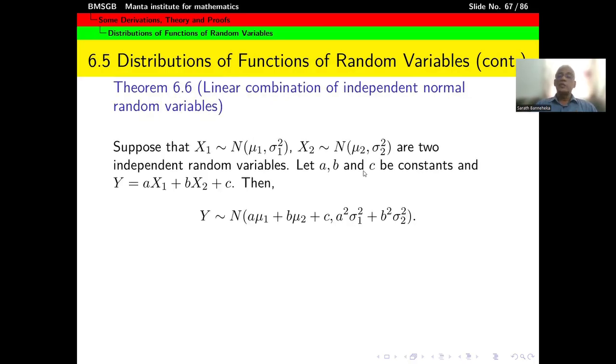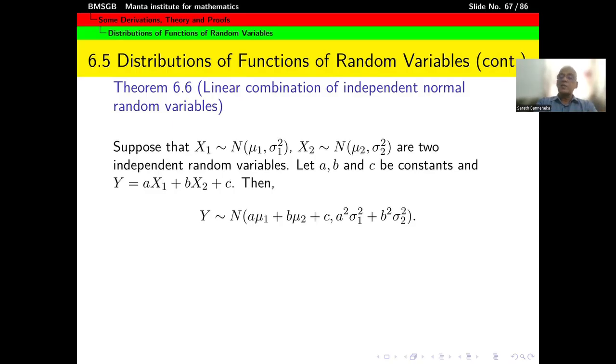Let's look at now another important one. This is the linear combination of two independent random variables. Suppose X1 has a normal distribution with mean mu 1 and variance sigma 1 square. X2 has a normal distribution with some mean mu 2 and variance sigma 2 square. And suppose they are independent random variables, and suppose A, B, C are some real numbers. Let's say Y is equal to A X1 plus B X2 plus C.